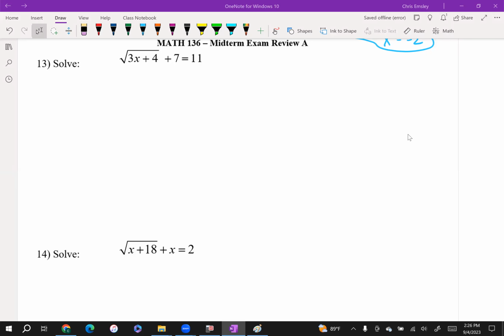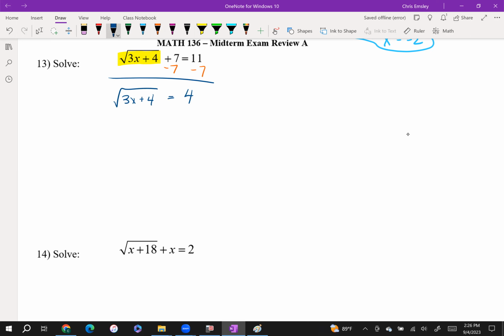Okay, number 13 on the midterm review, we are solving a radical equation. This one happens to be a square root. Anytime we solve a radical equation, the first thing we want to do is make sure that radical is alone or isolated in our equation. So our first step here is going to be to subtract that 7 from both sides. After we do that, we have the square root of 3x plus 4 is equal to 4.